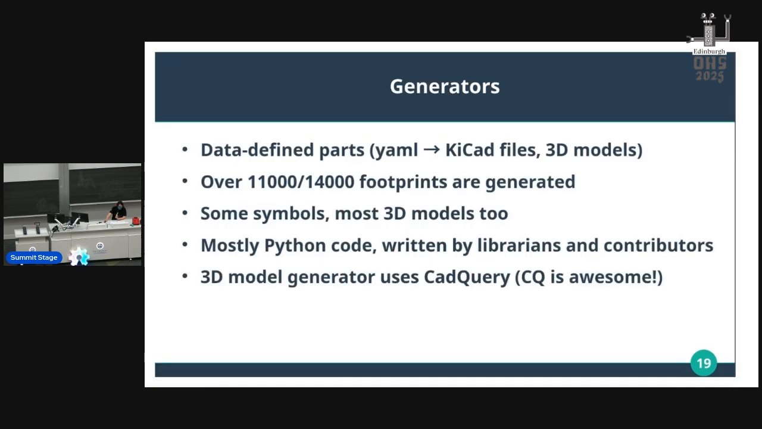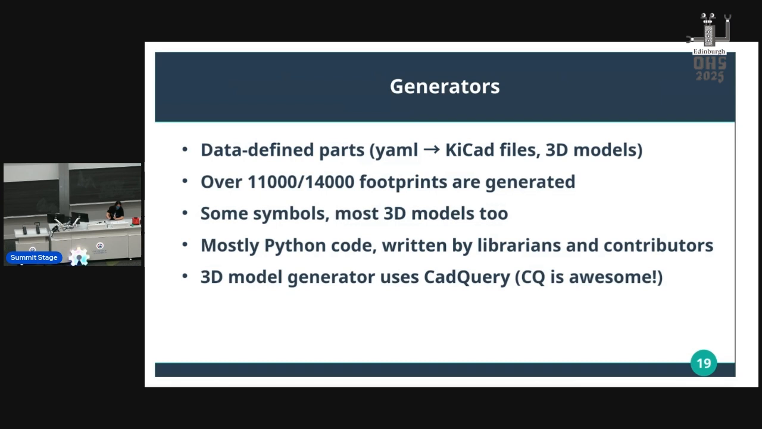Another tool we use heavily are generators. These are Python scripts that output KiCad parts without anyone having to manually draw them in the application. The vast majority of the footprints in KiCad, over 11,000 of the 14,000 we have, as well as the majority of 3D models, are generated by code from data. And this dramatically simplifies reviews, as we only need to check the data and not measure every single dimension. This also enables us to make sweeping changes that are still viable to review and to maintain parts across changes to KiCad formats by regenerating them as needed.